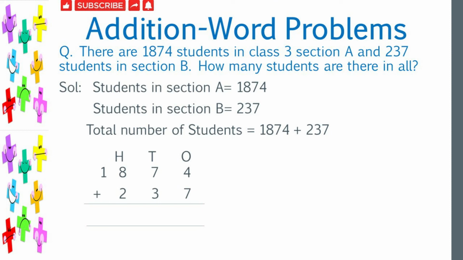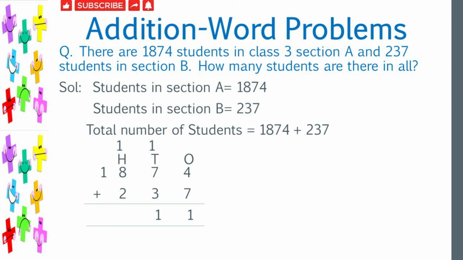Now we will add the digit present at ones place. So 4 plus 7 equal to 11. We will regroup 11 and put 1 at ones place while 1 will act as a carry. And we will go to tens place. We will add the digits at tens place now. So 7 plus 3 plus 1, which is the carry, gives us again 11. We will regroup this 11 again and we will put digit 1 at tens place and 1 will act as a carry.